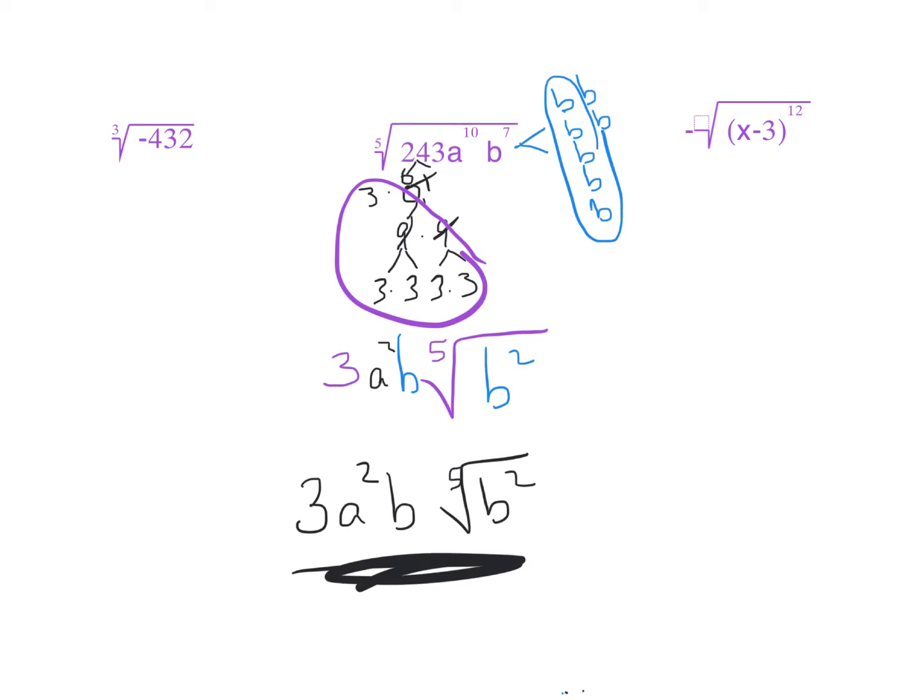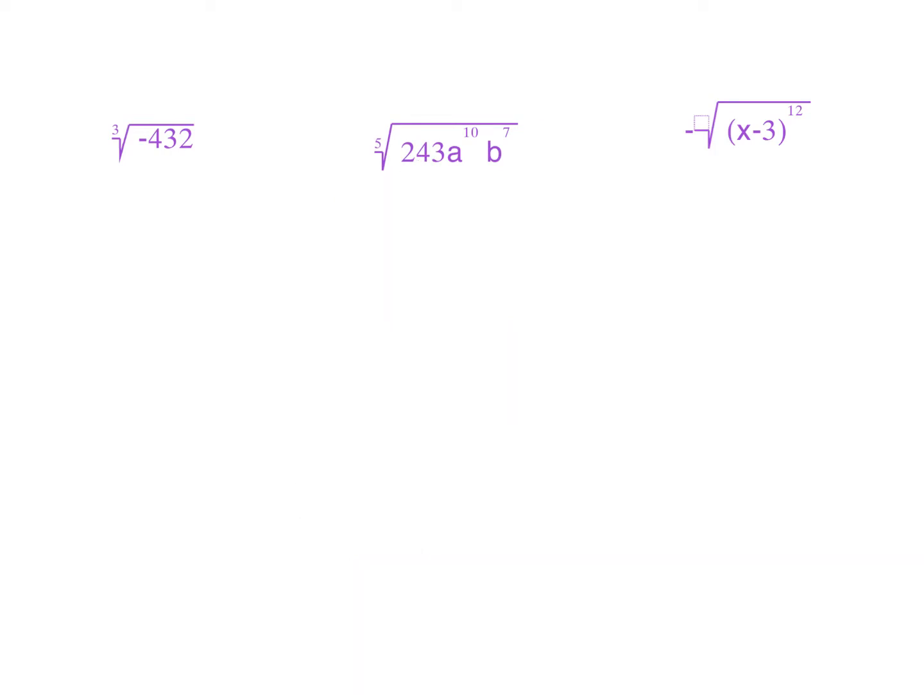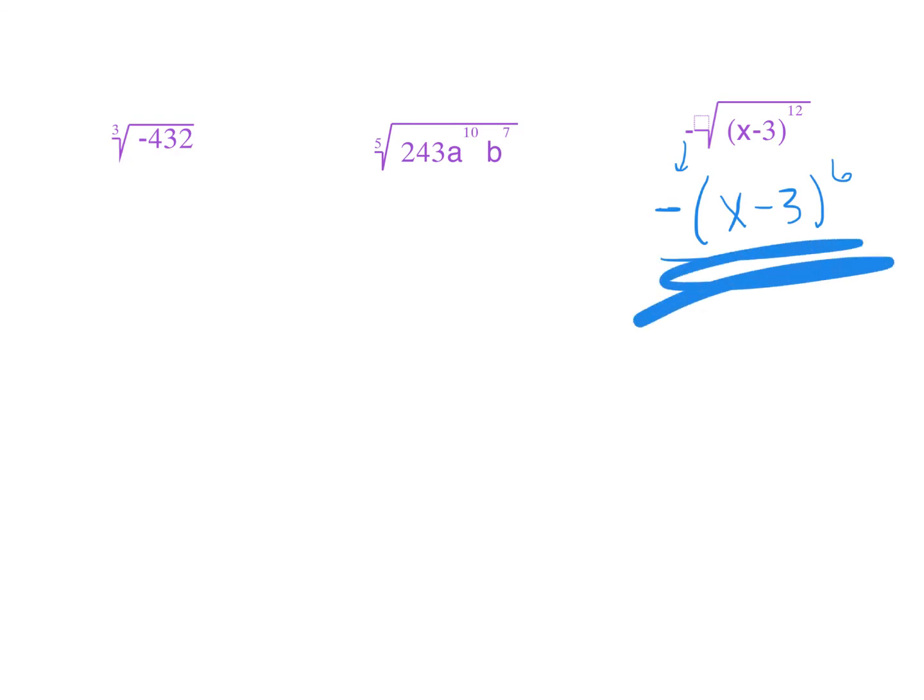Moving on to the next one. We have a negative on the outside, so I'm going to bring that negative down as part of my answer. And then I have no index visible. Well, that's understood to be a 2 there. Well, 2 goes into 12 6 times, so there's 6 of these guys that come out evenly. And then, of course, bring down that negative. And that one's my answer.